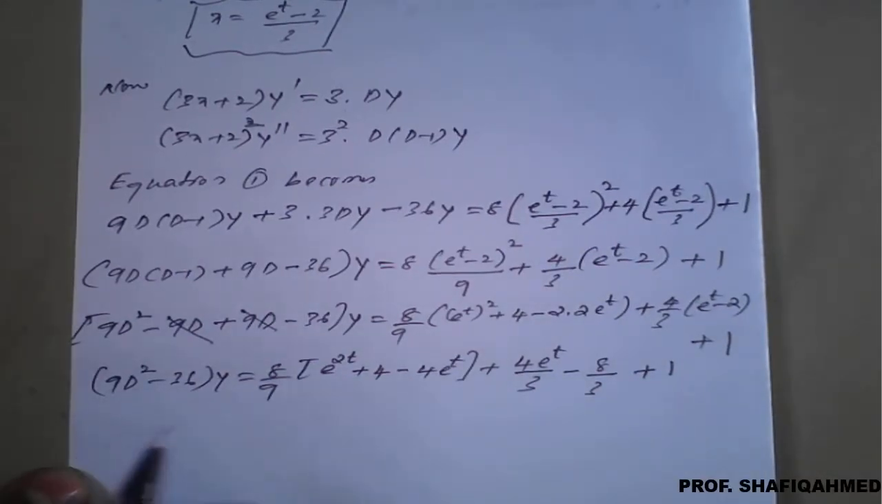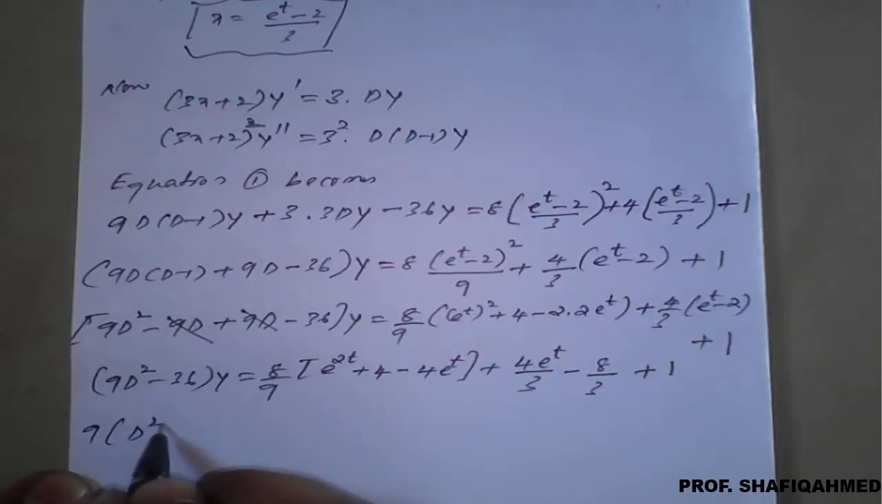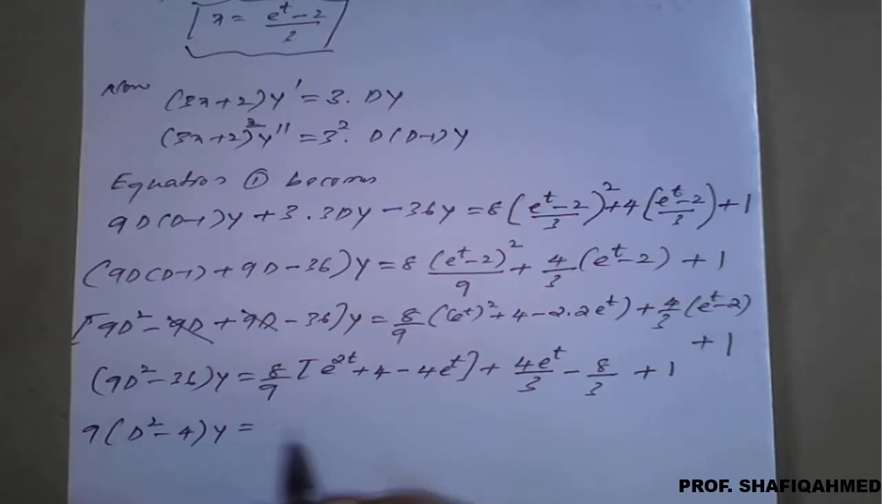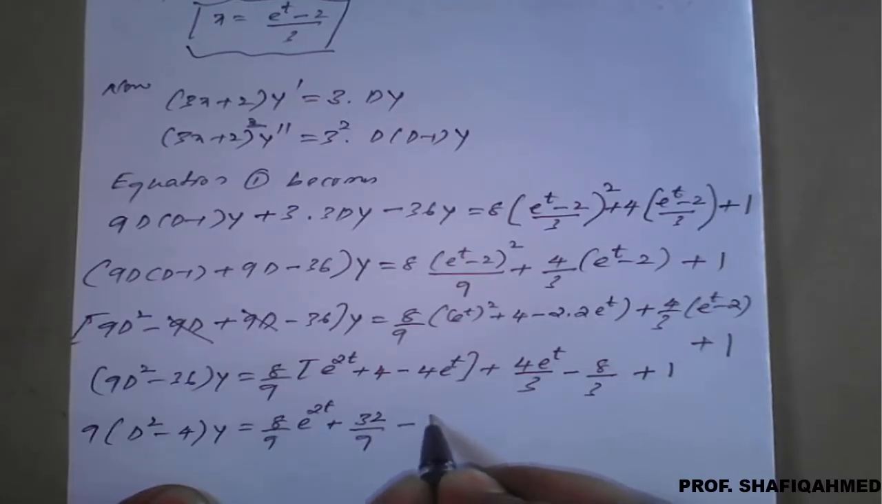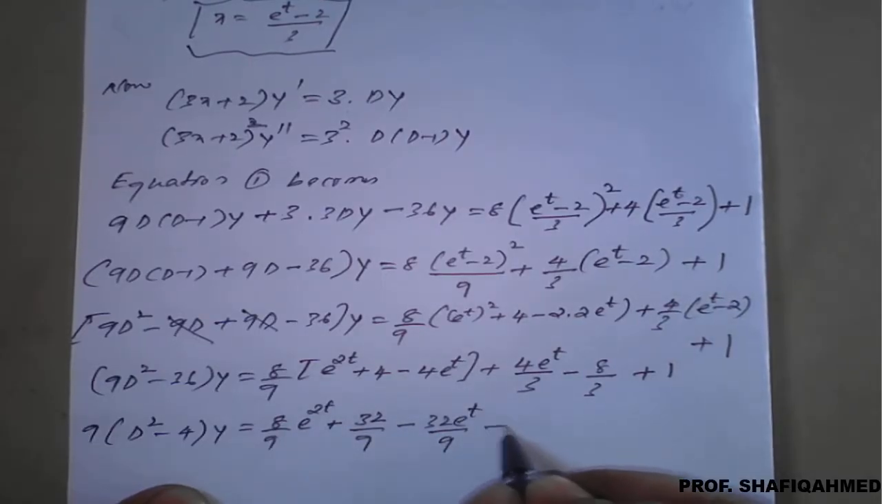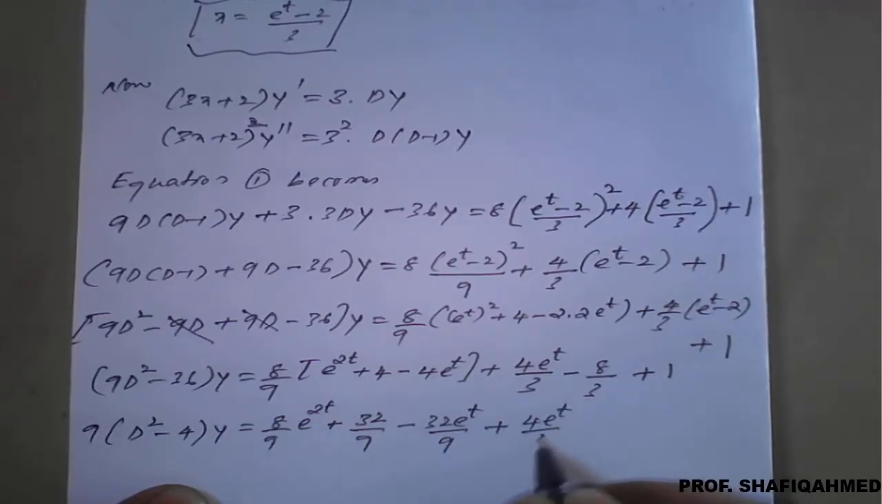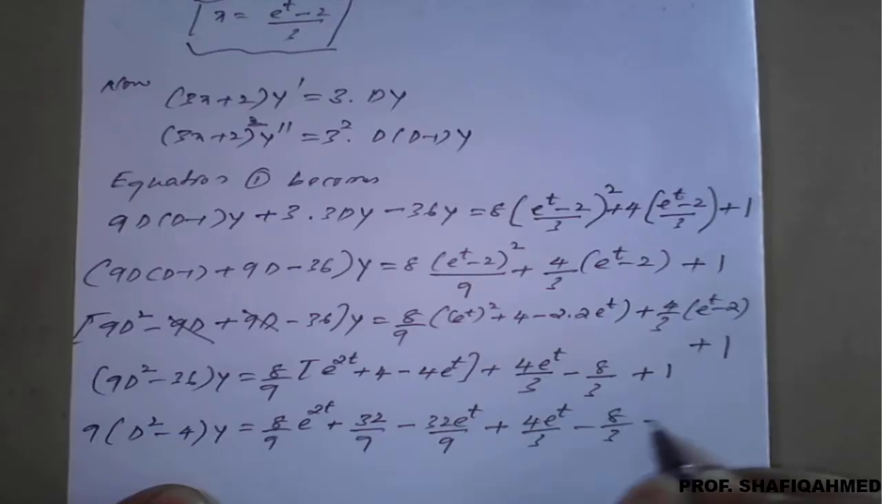So among this you take 9 common. What is left here? D²y − 4y is equal to, open the bracket, 8 by 9 of e^(2t), plus 8 fours are 32 upon 9, minus 32e^t divided by 9. So here we have already plus 4e^t upon 3 minus 8 upon 3 plus 1. We'll simplify completely now.